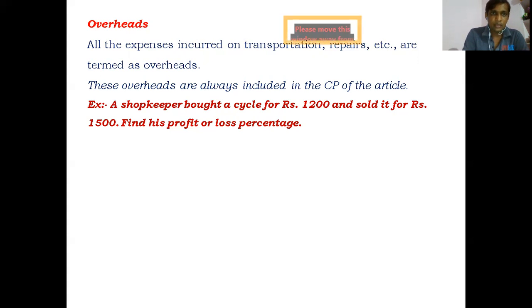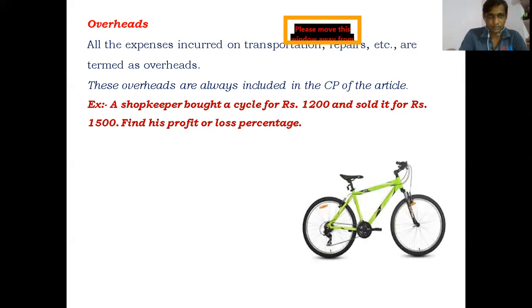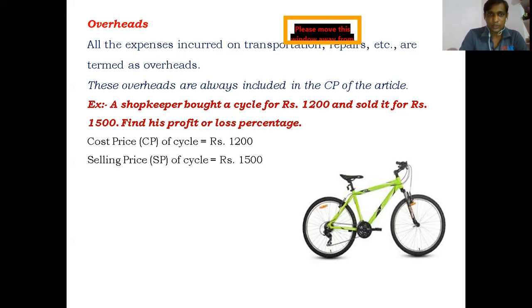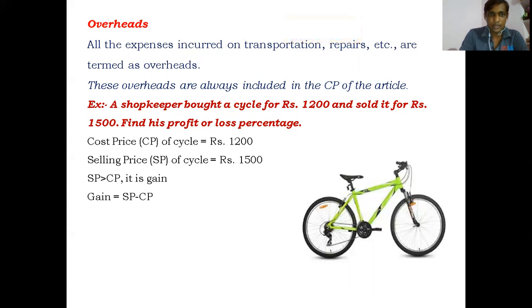So here the shopkeeper bought a cycle for rupees 1200. That is the cost price. So the cost price of the cycle is equal to 1200 rupees and the selling price of the cycle is equal to 1500. See here, SP is greater than CP, so the shopkeeper is going to get a gain. Gain is equal to SP minus CP, that is 1500 minus 1200, which is equal to 300 rupees.